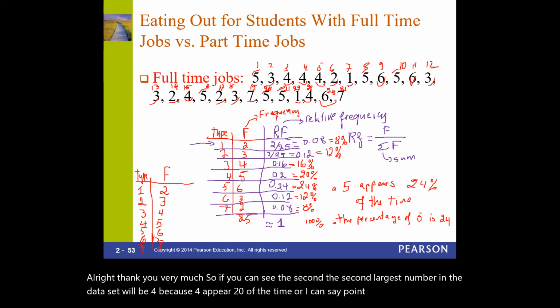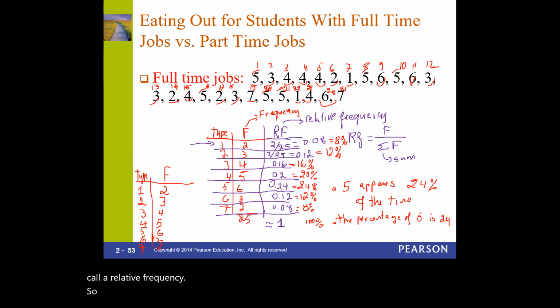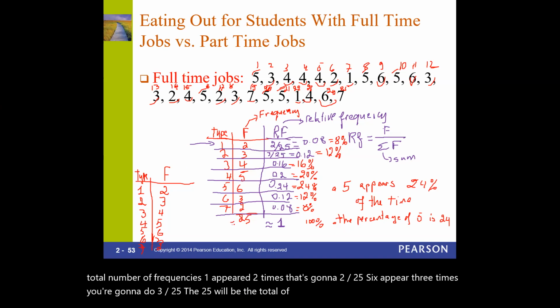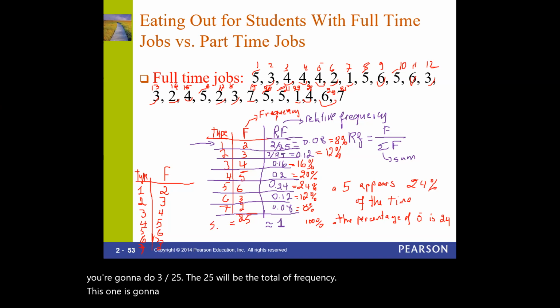And this is what we call a relative frequency. A relative frequency is a frequency divided by the total number of frequencies. Like 1 appears 2 times, that means you're going to do 2 divided by 25. 6 appears 3 times, you're going to do 3 divided by 25. The 25 is the total of frequency, the sum of the frequency.